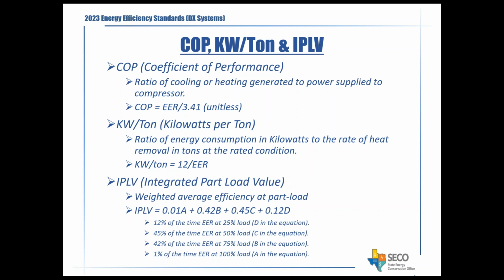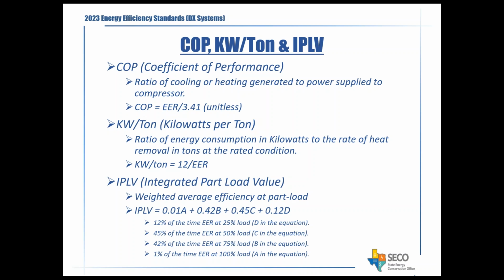The kW per ton is the ratio of energy consumed in kilowatts to the rate of heat removal in tons at the rated conditions. You will see a lot of people like to define chillers in kW per ton. You can also do that with the DX systems. And if you already know the EER, in order to get the kW per ton, the formula is you divide 12 by EER, and that will give you the kW per ton. So if you're just interested in what that number would be, you can do that.